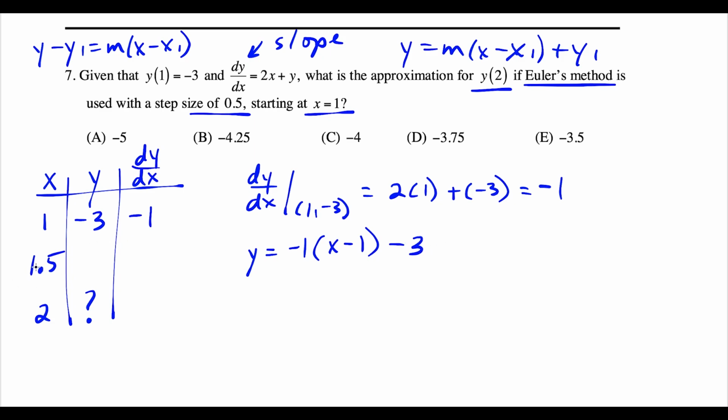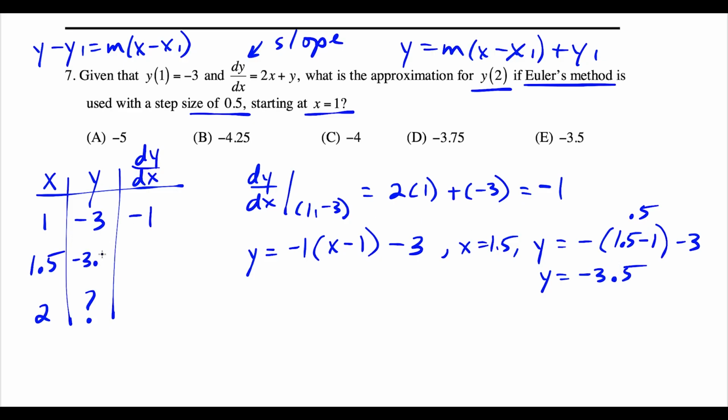So now what we're going to do is we're going to plug in 1.5. So we have x equals 1.5. That tells us we're going to have y equals -1 times 1.5 minus 1, minus 3. And then this simplifies to, this works out to 0.5. So I have -0.5 minus 3 is -3.5. So now that's my next y value, -3.5. And then I start this process all over again.